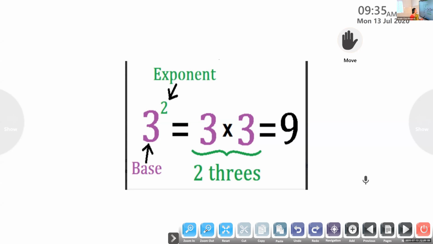See, we can see some examples. 3 square. Here 2 is the exponent and 3 is the base. 3 square means 3 is multiplied 2 times: 3 into 3 equals 9. 2 times 3 is being multiplied.